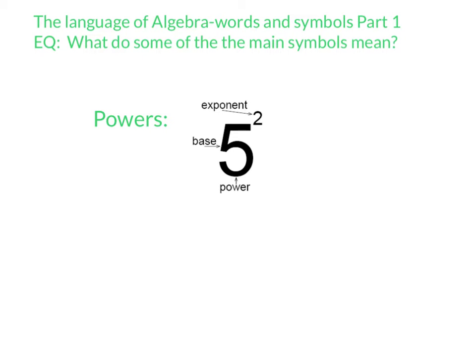Next thing we're going to talk about is powers, and powers are talking about multiplying the same number over and over and over again, and that number is called the base. The little number, which is the exponent, tells you how many times to do it, and this whole thing together, the 5 squared, is called the power. So 5 squared means 5 times 5 for a total of 25.